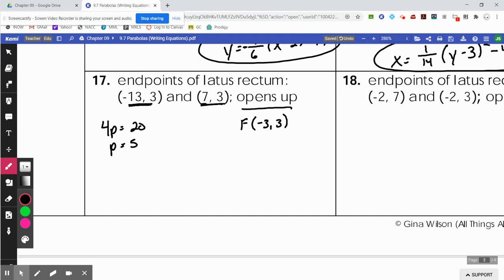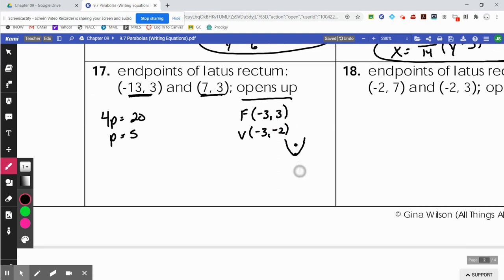Since it opens up, that means it opens around my focus. Here's my focus at (-3, 3). The vertex is going to be 5 units below that because, again, p is the distance from the focus to the vertex. So therefore, my vertex is going to be 5 units down. So that'd be at (-3, -2). There's my vertex, and that's all I need.